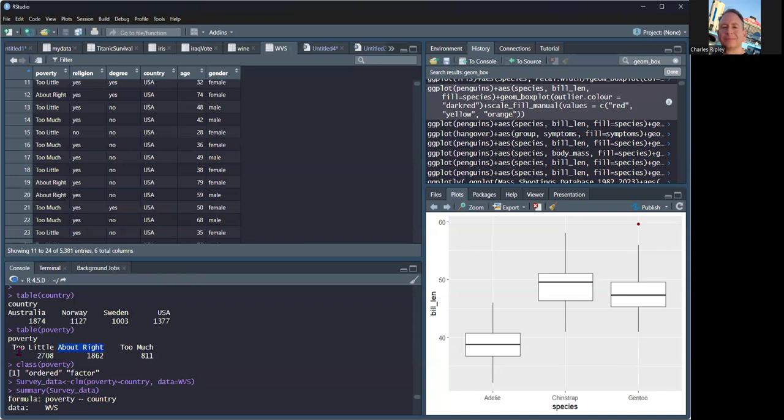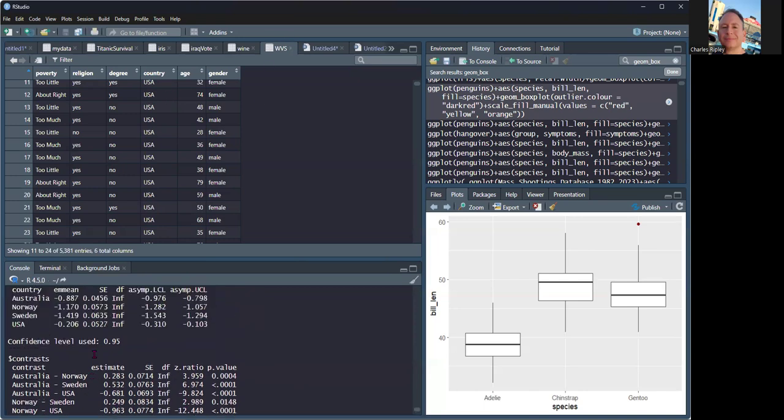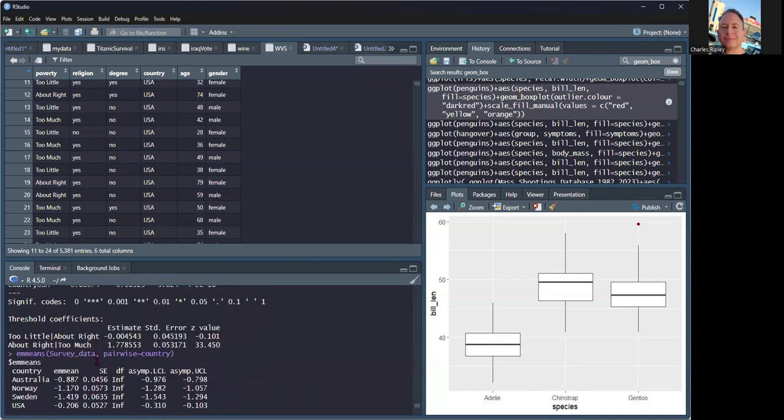This will be higher than too little. So the more negative, this one will be negative. So Australia versus the US, Australia thinks we need to do more. Norway versus Sweden thinks we need to do just about right compared to Sweden. Sweden is by far the most liberal. So it's difficult to understand this pairwise test.